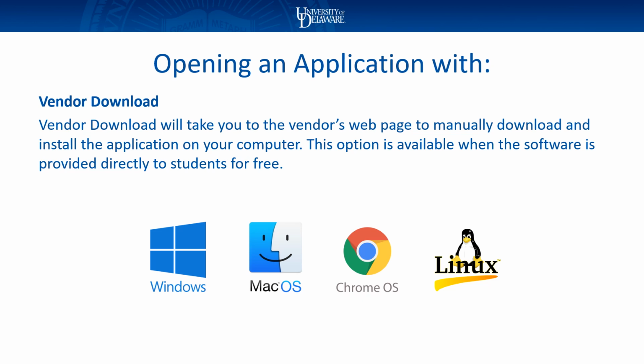One of the other options you'll see when you hover over an application tile in AppsAnywhere is vendor download. This will take you to the vendor's webpage where you can manually download and install the application on your computer. This option is available when the software is provided directly to students for free.